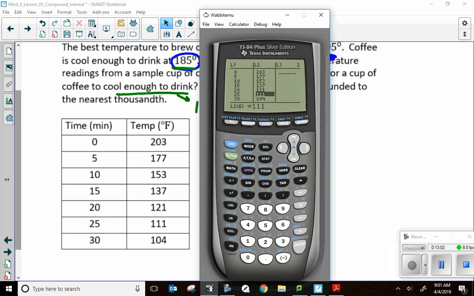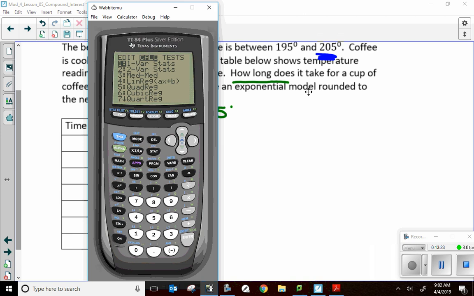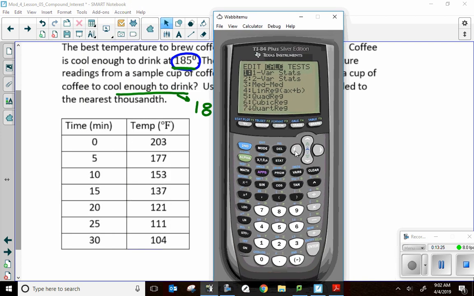Next thing is I need to get my equation right. So now I hit Stat, Calculate. I got to move over to Calculate. And now I pick the regression. We are used to doing quadratic regressions, okay? But we want exponential. How do I know? It tells me in the problem. I want an exponential model. So I'm going to scroll down until I see exponential regression. There it is.